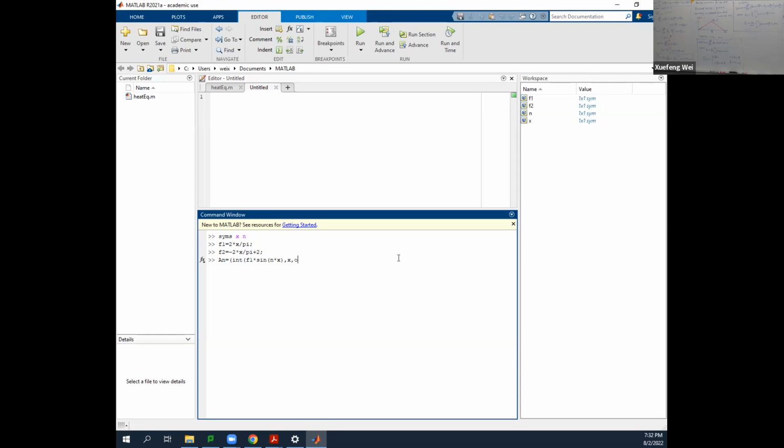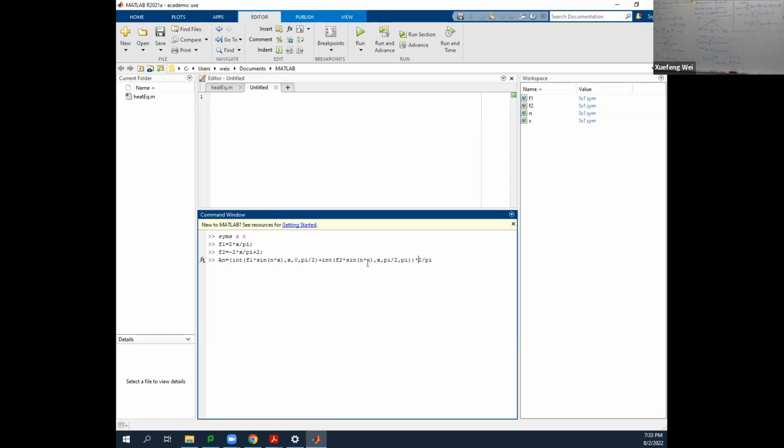x goes from 0 to pi over 2. Okay, pi over 2. Is it right? And then plus, I just copy this integral. This is f2, right? F2, and then instead of pi over 2 to pi. Is that right? I think so. And then don't forget the 2 over pi, okay? The 2 over pi here, so times 2 over pi.